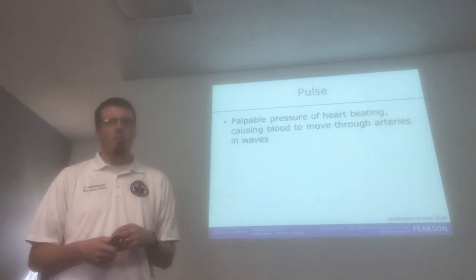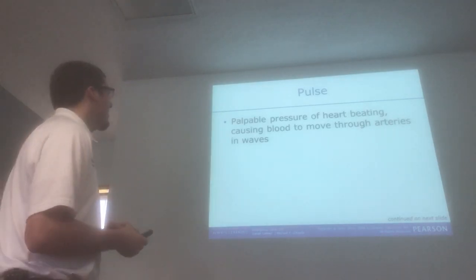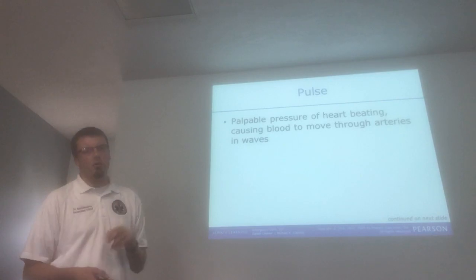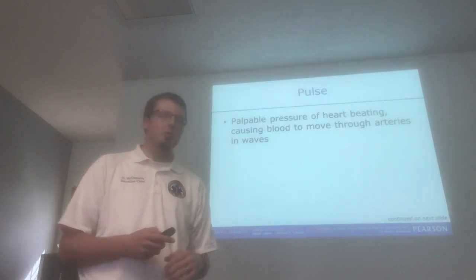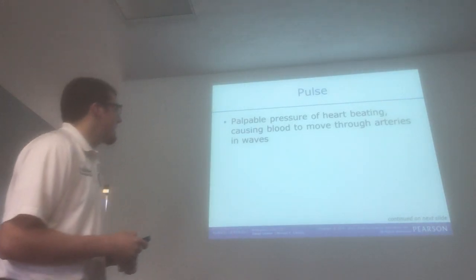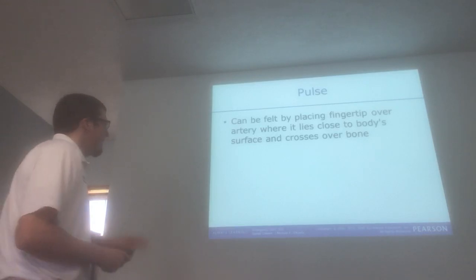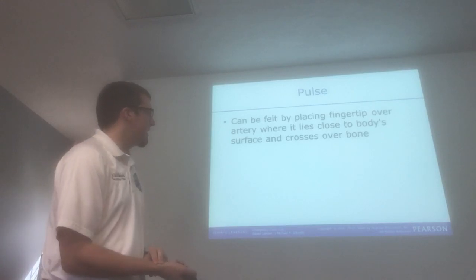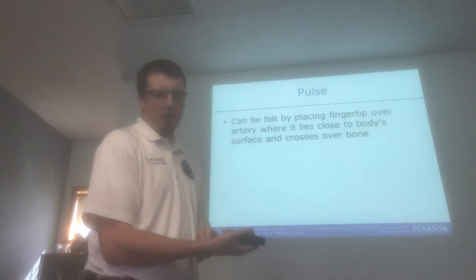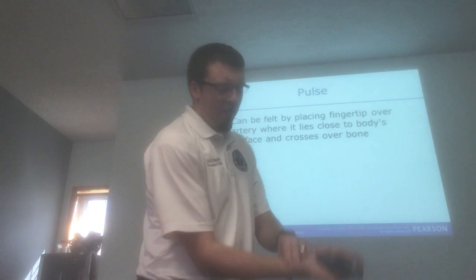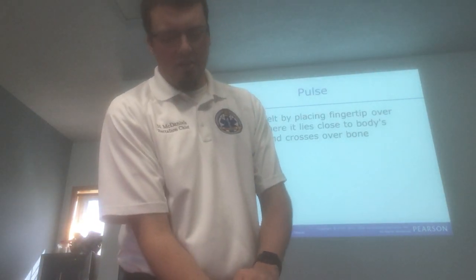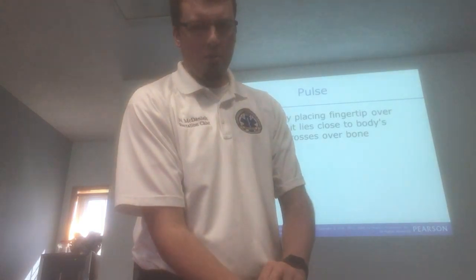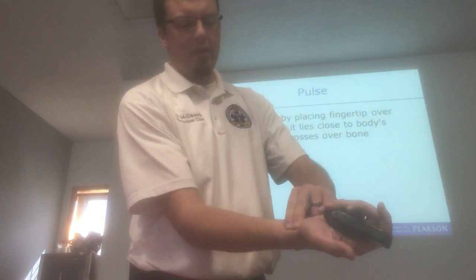Pulse, the palpable pulse of the heart beating. You can actually feel it causing blood to move through the arteries in waves. So we have our carotid pulse, our radial pulse. We do a brachial pulse on infants. It just depends on the person. It can be felt by placing the fingertip over the artery where it lies close to the body's surface and crosses over the bone. At the radial location, we go on the thumb side, right there in the middle. Never use your thumb because it has its own pulse, and then push down, and you can feel a nice strong pulse.